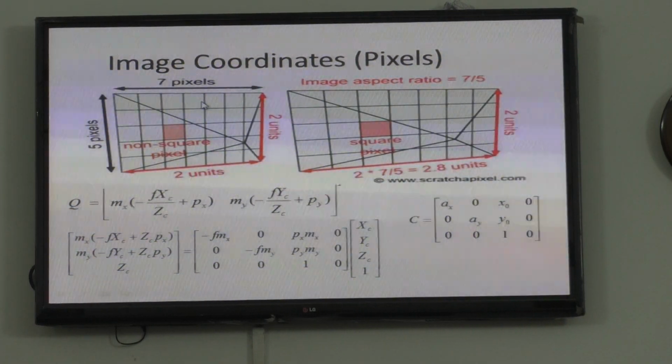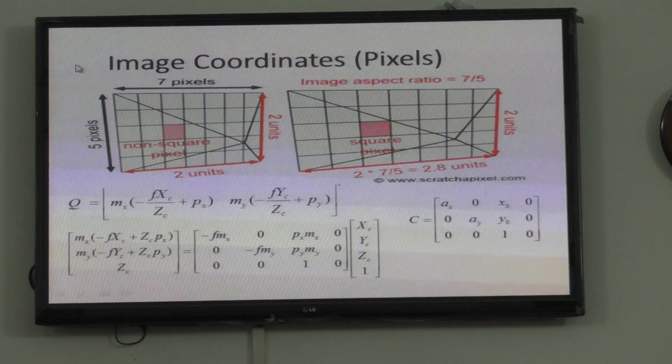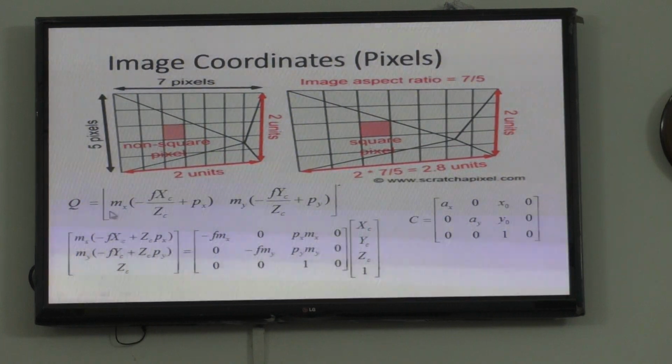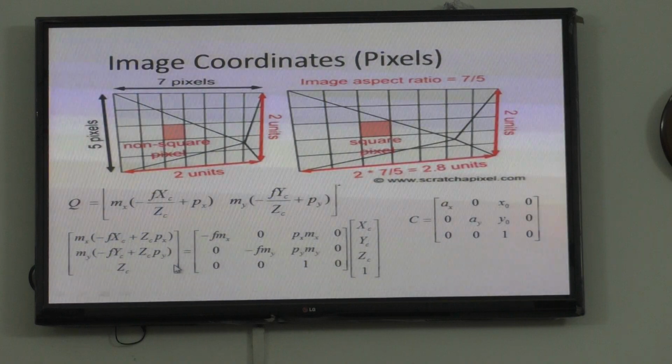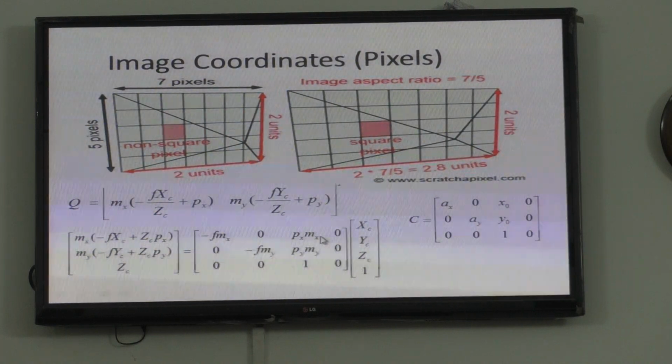If per unit length in x direction there are different number of sensors or pixels, and in y direction there are different number of sensors and pixels, we can incorporate that into the camera matrix using this mx and my, where mx is the number of pixels in x direction, my is the number of pixels in y direction per unit length. Now these coordinates are in number of pixels rather than in millimeters or centimeters. And this conversion is again achievable through a camera matrix, and this matrix makes this conversion linear again using the homogeneous coordinates.